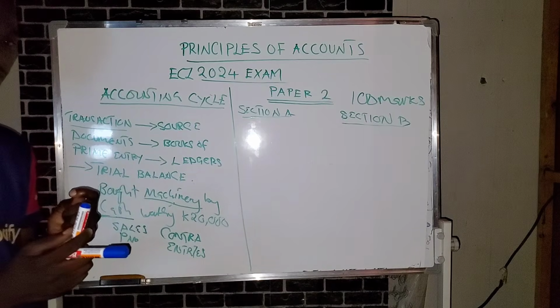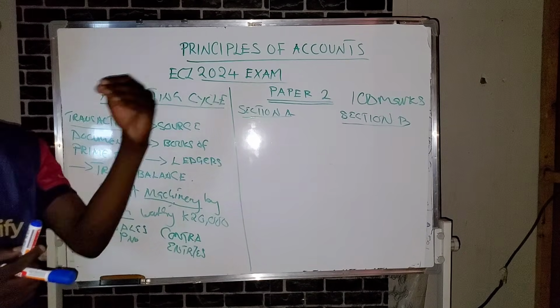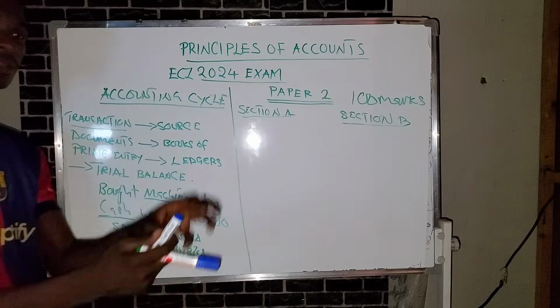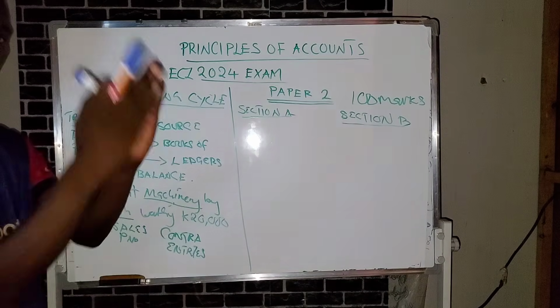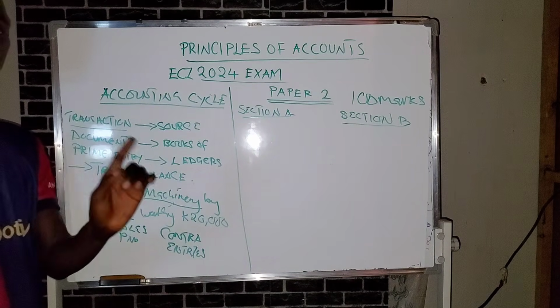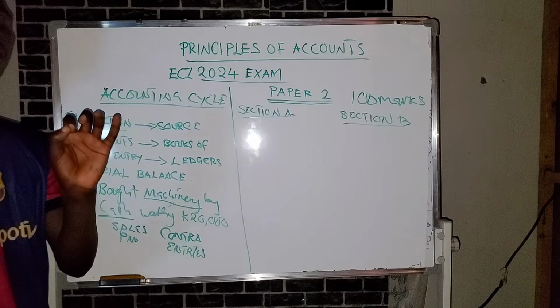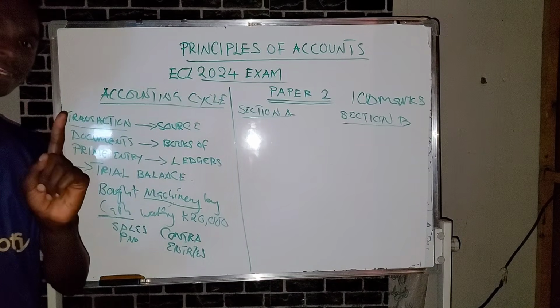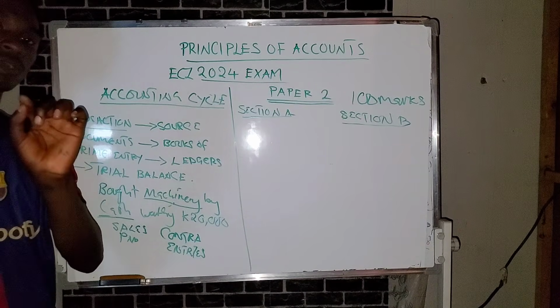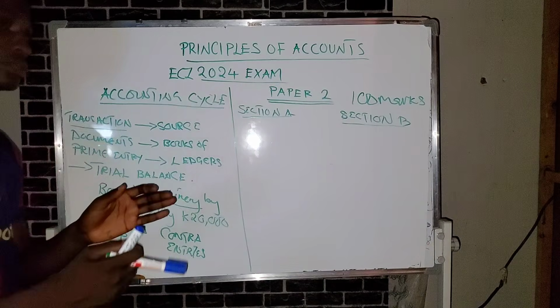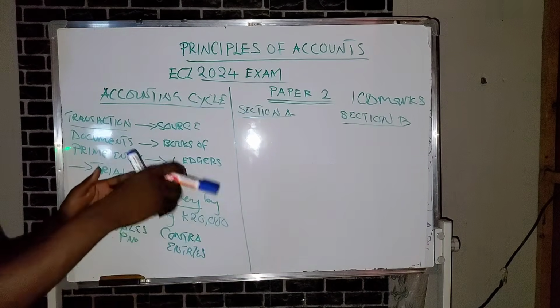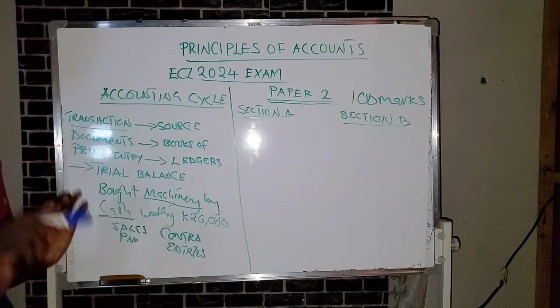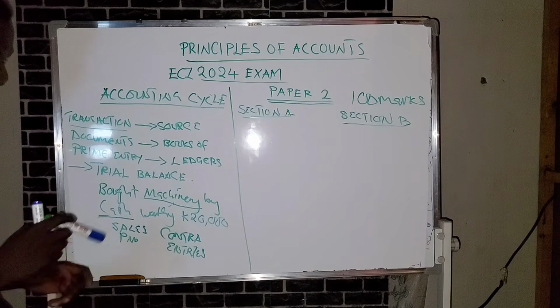You have bank and cash. You start with the one that is receiving, like the bank. When you're depositing, the bank is receiving, so it'll be bank stroke cash. Then in the folio column, you write C to indicate a contra entry. Bank will receive, so you debit bank and credit cash on the same line, on the same date. That is a contra entry.